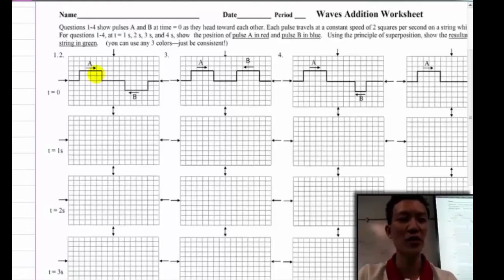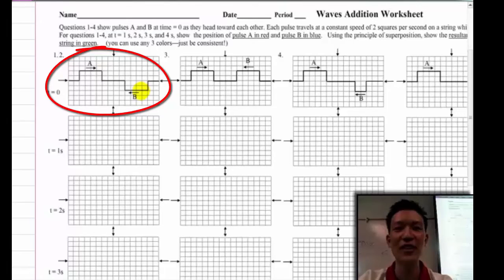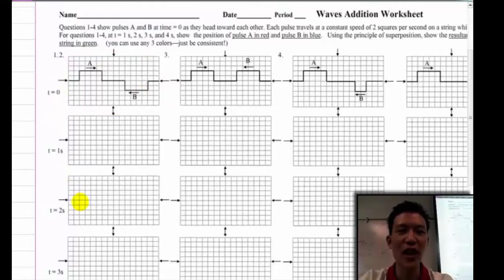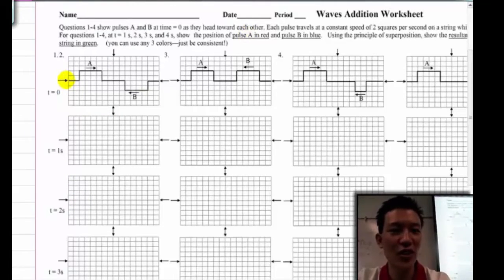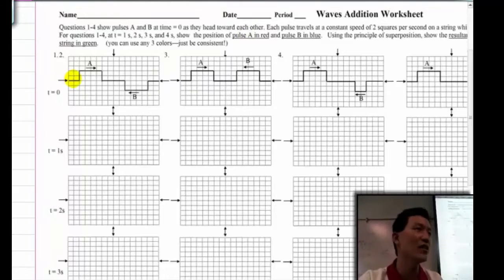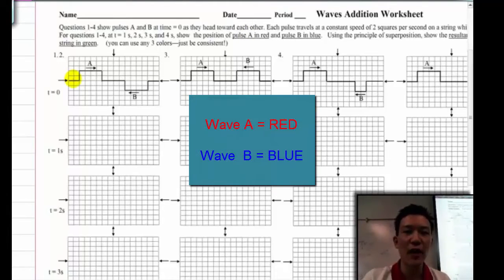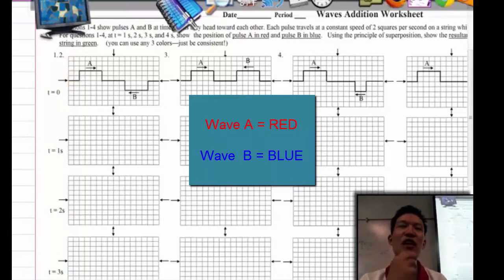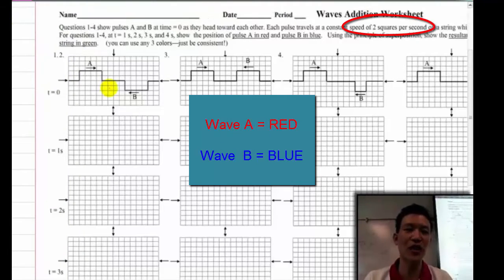So here we have two waves. We have wave A and wave B. Let's say we're at the Hinsdale Central wave pool again. And what we're going to try to draw is what happens for the first 4 seconds. And to make it easier, I'm going to use different colors. You can pick any colors as long as you're consistent. I'm going to call wave A red and wave B blue. And what we want to figure out is each wave moves at 2 squares per second. Let's say it's 2 feet per second.